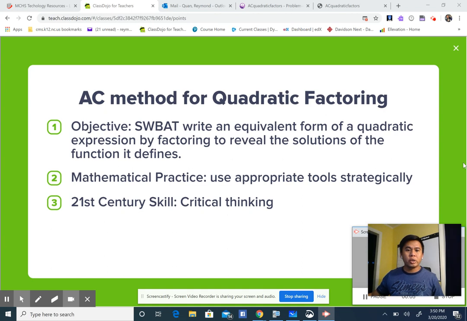Good morning. We're going to do the AC method for quadratics this time. This will be our objectives, mathematical practice, and 21st century skill. Let's go to our problem for this time.